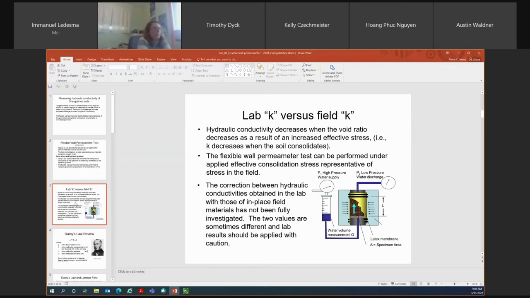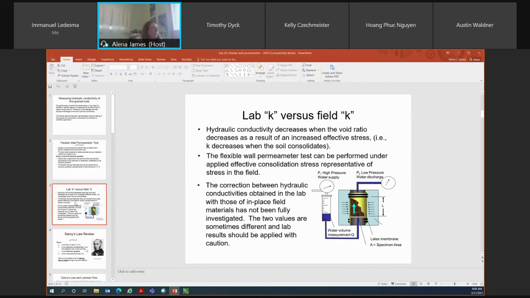The K value that you calculate in the lab is sometimes different than the K value that you will experience in the field. The great thing with flexible wall permeameter tests is you can perform them under conditions that are very similar to the conditions that are experienced in the field. So you can apply a confining pressure and a back pressure that are very similar to the overburden stress and the pore water pressure that would be experienced by that mass of soil in the field.